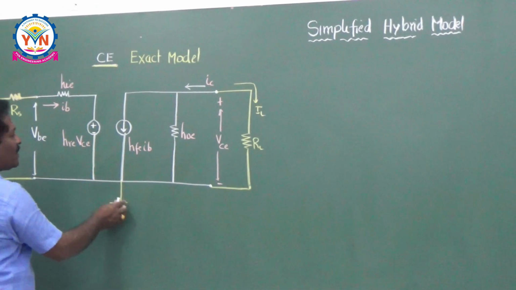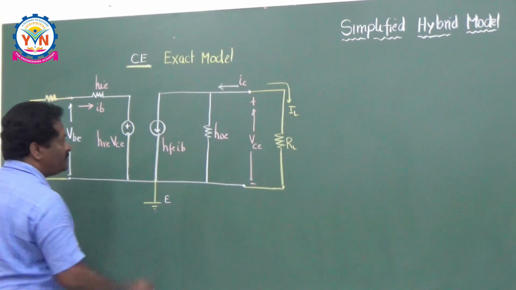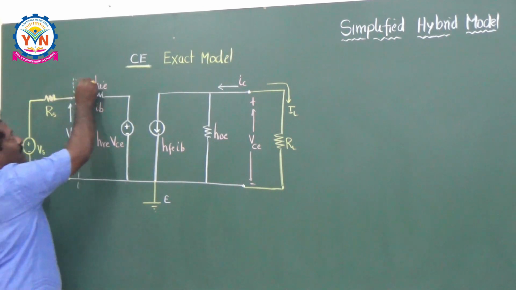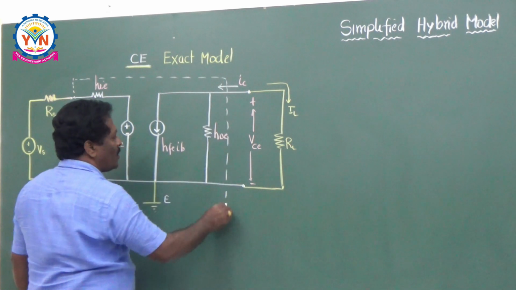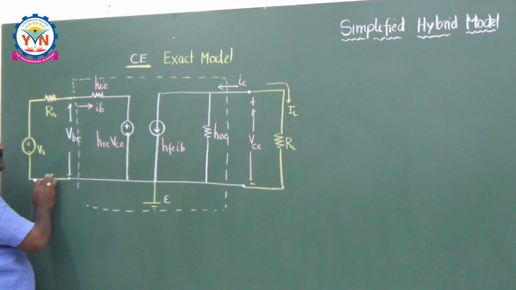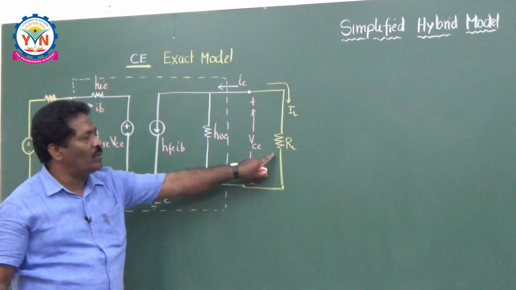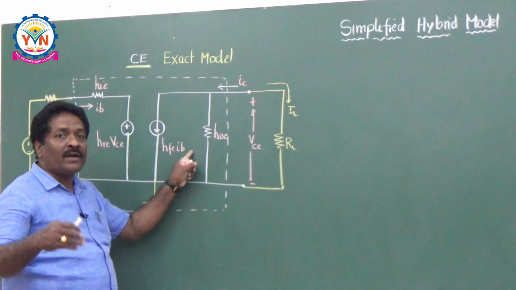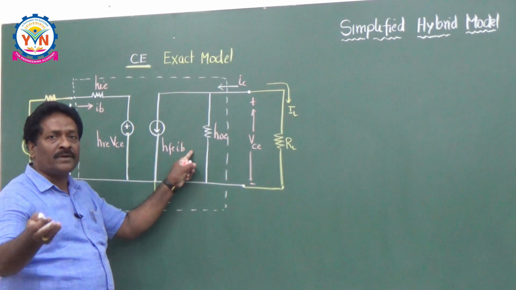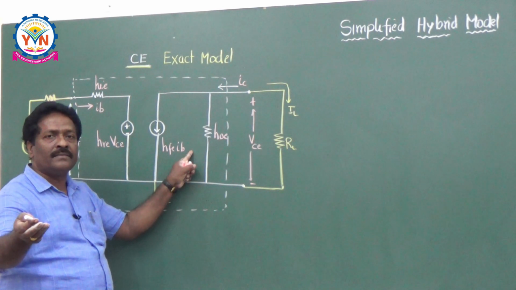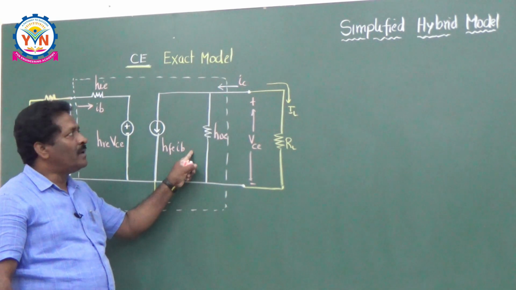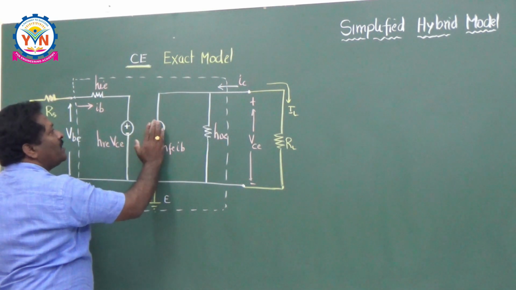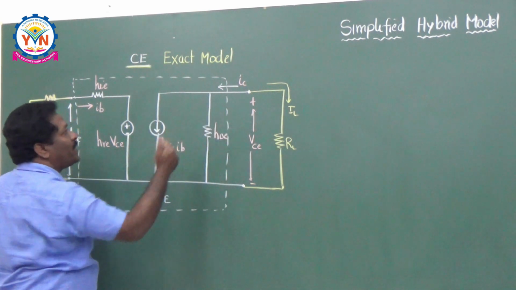So, this is the common emitter configuration, emitter is grounded, and this is the H parameter model for CE configuration. You have connected the source at the input side and are taking the output at the load. For this configuration, we have already calculated the current gain, input resistance, voltage gain, and output admittance in the last class. Now, this exact model can be converted into a simplified approximate model.